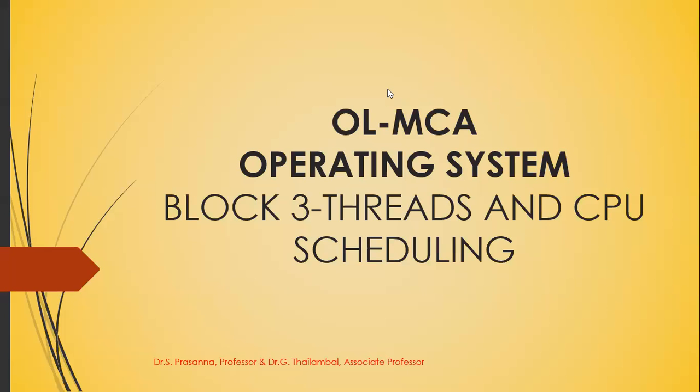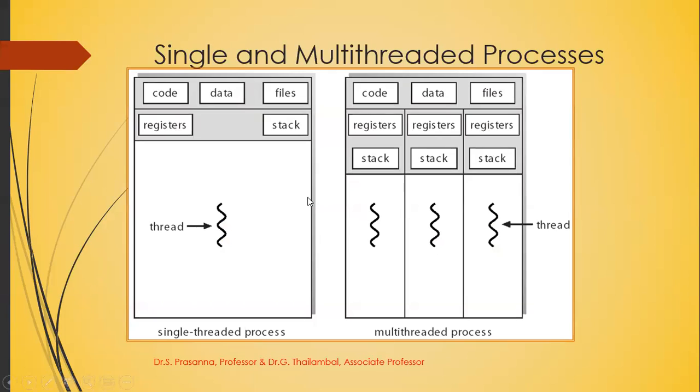Today we are going to see threads and CPU scheduling in operating system. Single and multi-threaded process. You have code, data, files, registers and stack in a process. This process is called a thread. A program which is in execution state is called a thread.